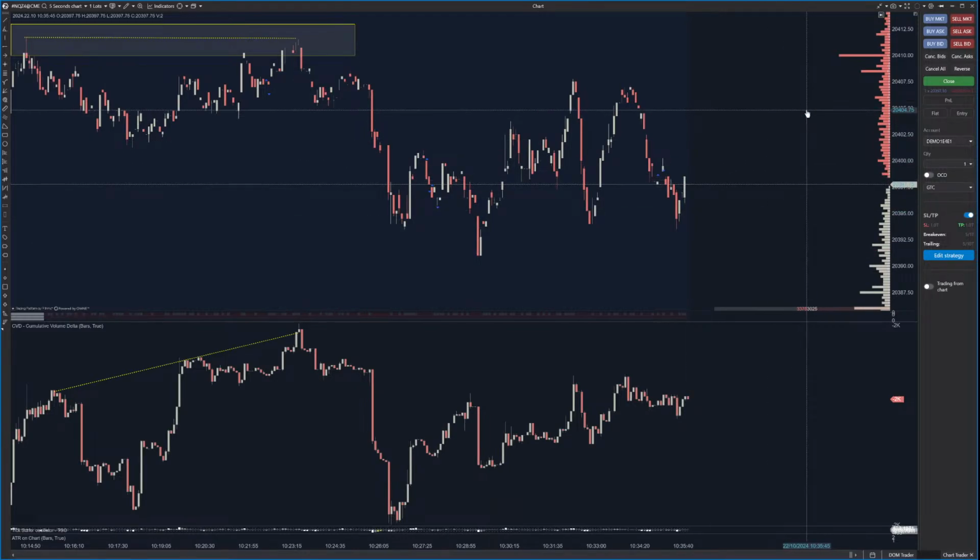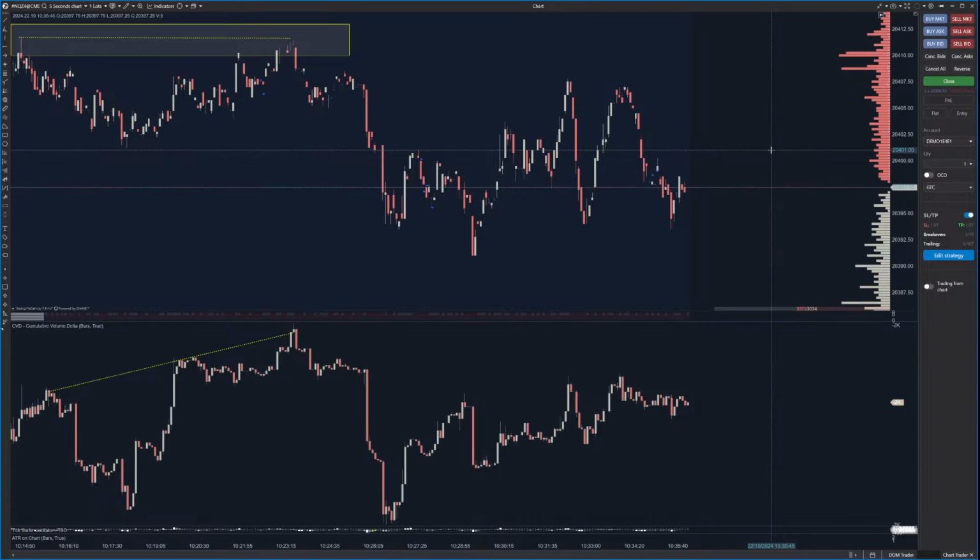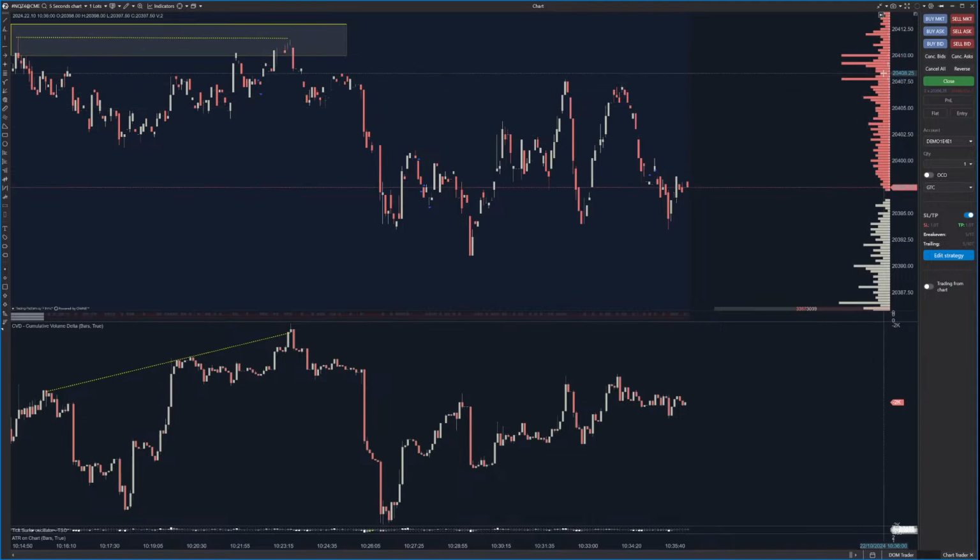The reason I'm mentioning limit orders and stop orders is that limit orders are passive. This is what you see over here in the depth of market, or the DOM. This is just another visual representation of the DOM.